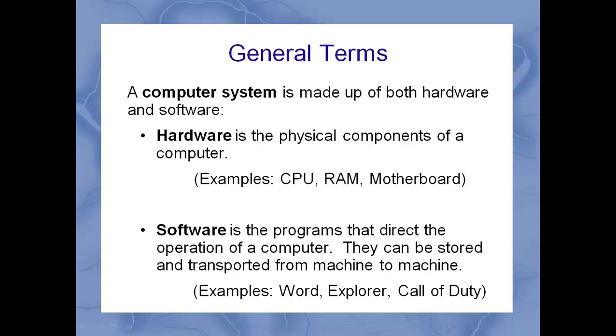We also have a computer system being built up of both hardware and software. Hardware are all of the physical components of a computer. These are the ones that you were taking apart when you took apart the inside of a computer. The CPU, the RAM, the motherboard, the monitor, the keyboard, all those things are pieces of hardware. We can physically touch and hold them. Software is a program stored on a computer. Okay? These software programs can be transferred from machine to machine very easily on a USB drive or sent through the internet, whatever. Examples of this would be Microsoft Word or the Internet Explorer or Call of Duty, whatever. Anything that we're going to run on the computer.